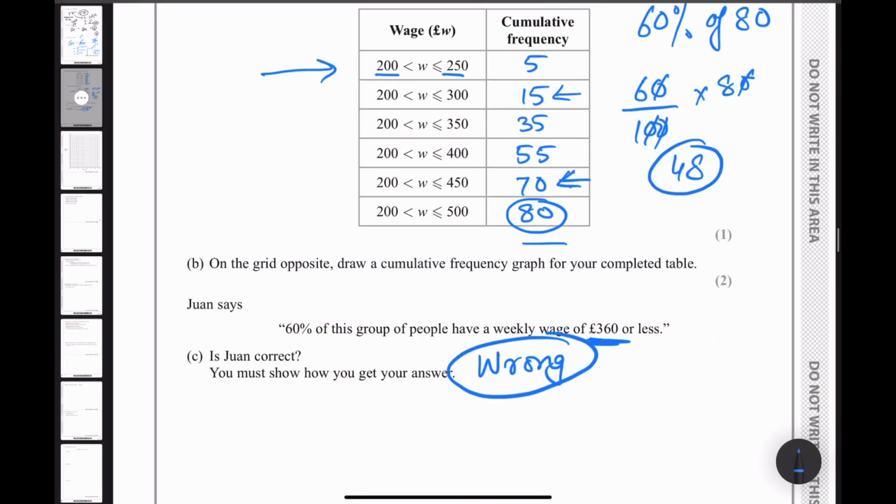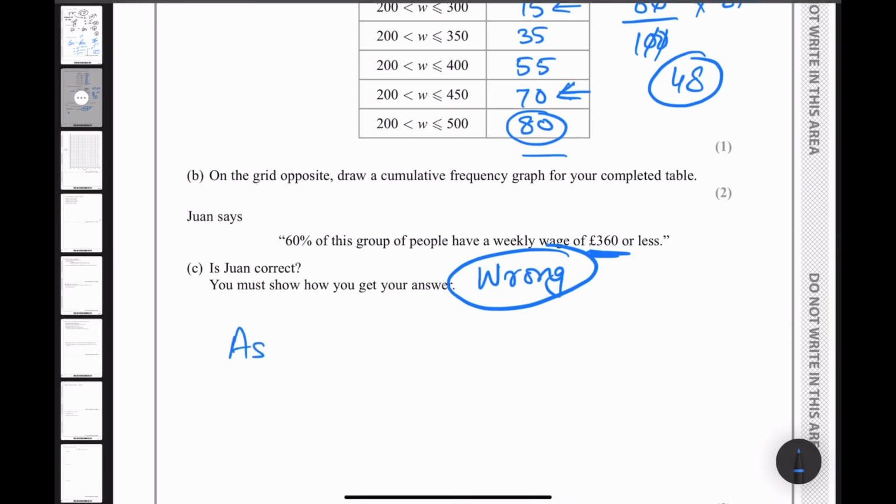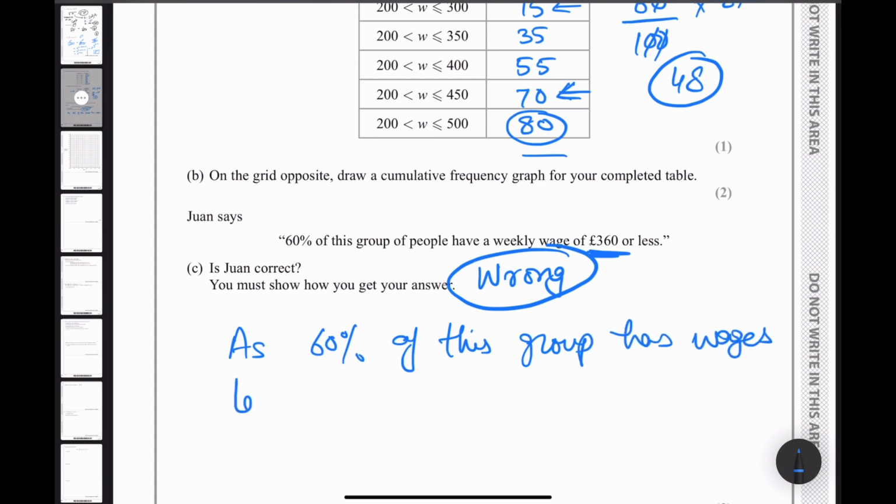So here we'll say he's wrong, as 60% of this group has wages less than 385 pounds, not 360 pounds. All right, so that's how we'll work out this question. I hope you got it. And now let's move on to the next question.